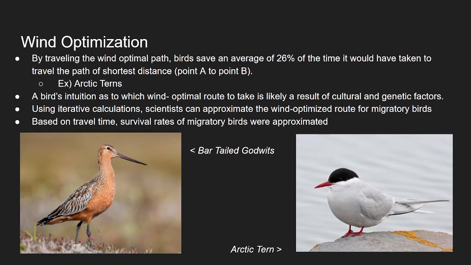So another method of migration is wind optimization, and this is observed in birds. So when traveling, birds seldom travel from just point A to point B in a straight line. They try to take the most wind optimal route. So by taking the most wind optimal route, birds on average save 26% of the time that it would have taken them to just travel in a straight line.